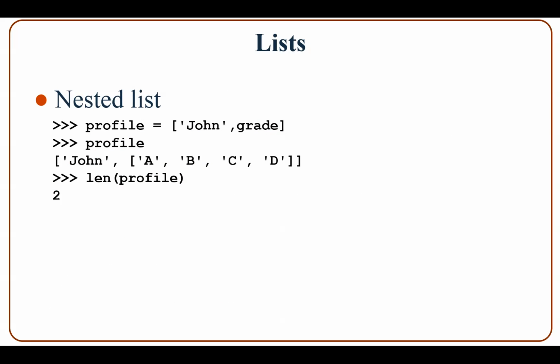So let's say you have a list profile containing two elements, John and grade. Grade is actually another list. You type in the variable profile, and it shows you what it has. So the second element in the list is also another list, and if you measure the length using the length function, it gives you 2. So there are 2 elements, that one and that one.